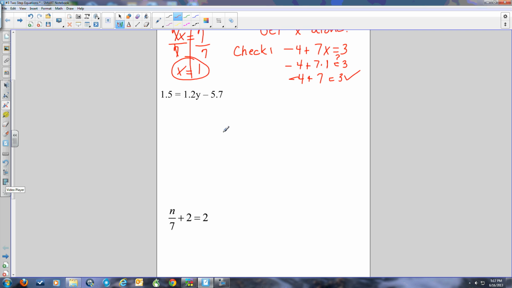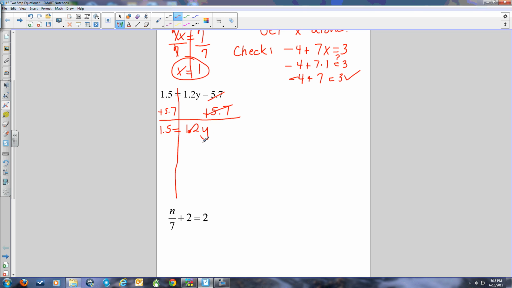Let's look at this next one here. We have 1.5 equals 1.2y minus 5.7. We're not going to check all of these, but you've seen how it's done. So we're just going to solve this one. We want to get y alone. Do we see any addition and subtraction that would need to be done on the same side as the y? And yes, we have this minus 5.7. So the way we would get that to cancel is we'd add 5.7 to each side. The 5.7s will cancel out. We have 1.2y is what we're left with, equals 1.5.